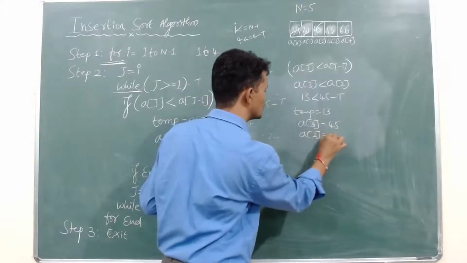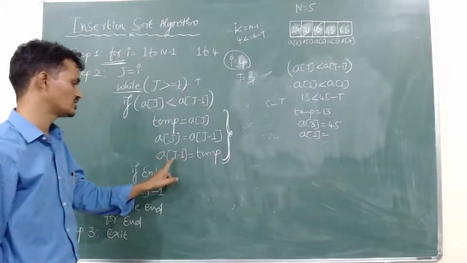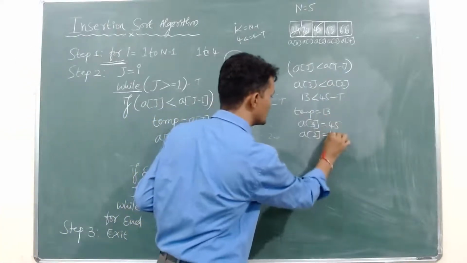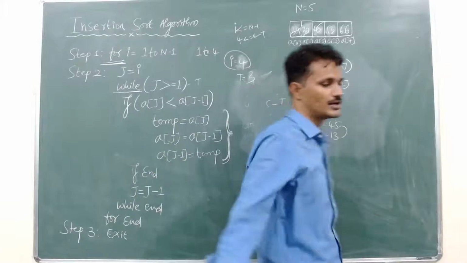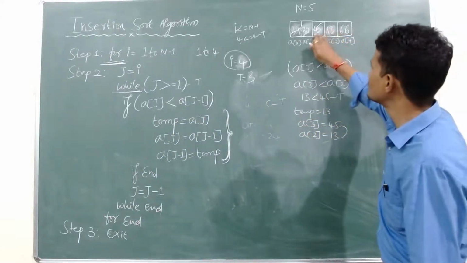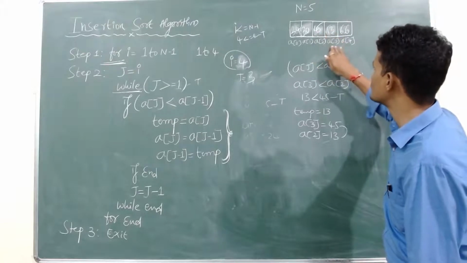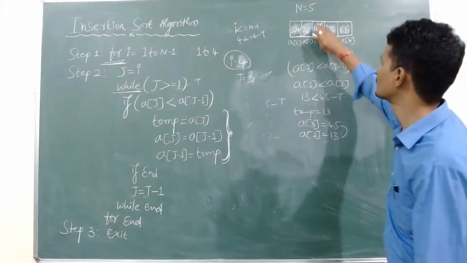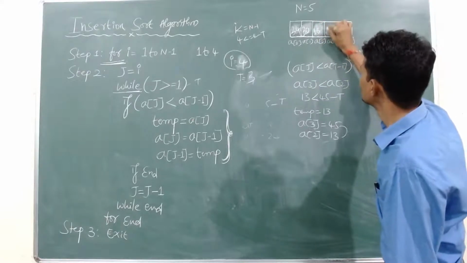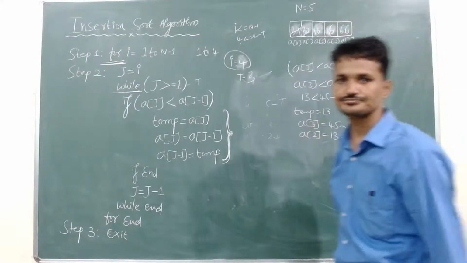Now, A of j minus 1 is equal to temp. 3 minus 1 is 2. A of 2 is equal to temp. What is the value stored in temp? 13. Look at these two values, 45 and 13. Now, 13 will be shifting to A of 2 and 45 will be moving to A of 3 location. So, I will mark it as 13 and here 45.